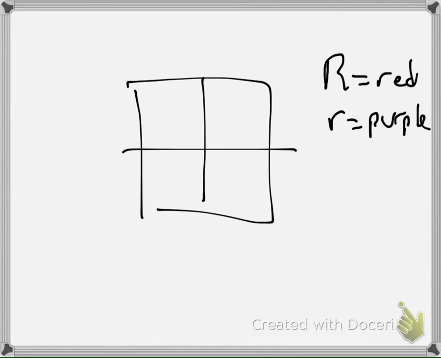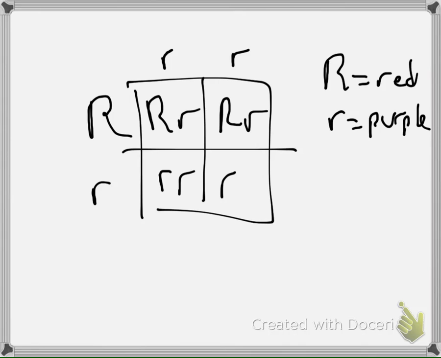If I said that mom had purple eyes, you would fill in little r, because if mom carried a big R, she would have red eyes. And we don't want her to have red eyes, we want her to have purple eyes. We're going to say that dad is heterozygous for red eyes. So he's got one of the red and one of the purple, but he will have red eyes when you look at him. Then when you fill this in, what do you wind up with?